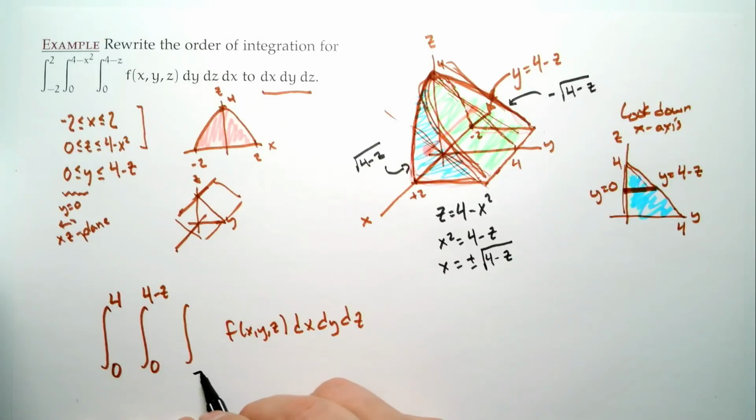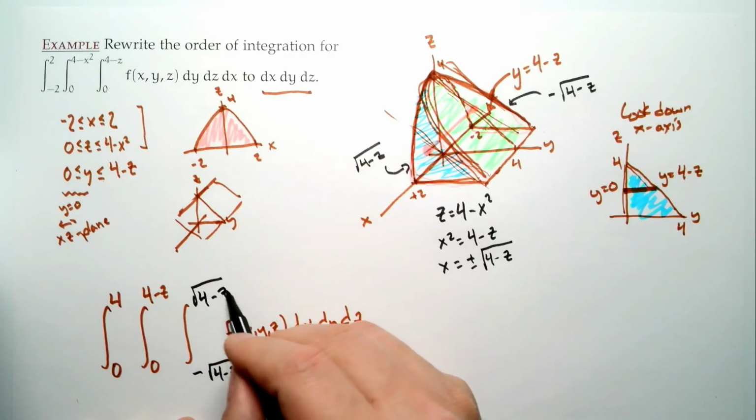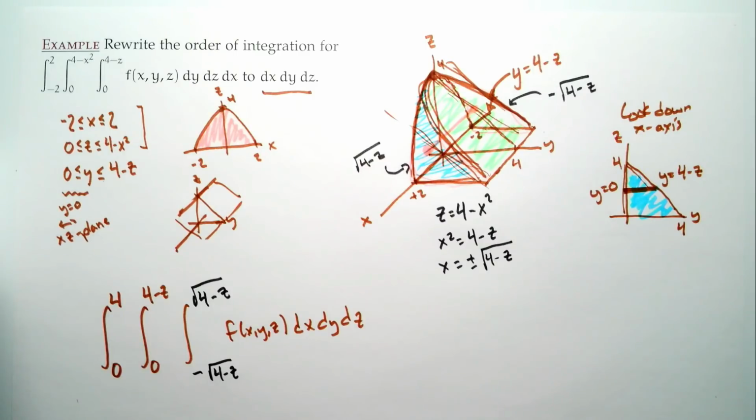Low value to high value. Minus square root 4 minus z to plus square root 4 minus z. And we're done. Okay, done. Good, good. Now this one's a little more challenging. It requires a little bit of visualization, but it's practice.